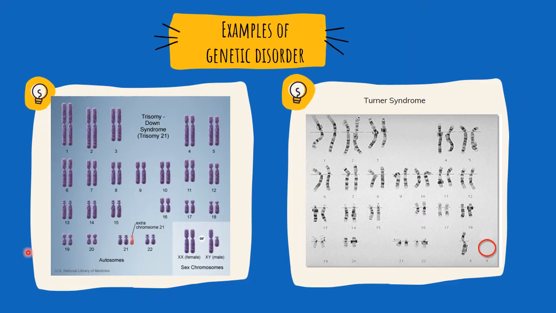This is examples of genetic disorder. We have here Down syndrome, or we call it trisomy 21, because people with Down syndrome, they have an extra chromosome 21, as you can see here. And the other example is Turner syndrome, where people with Turner syndrome, they have a missing or incomplete sex chromosome here.